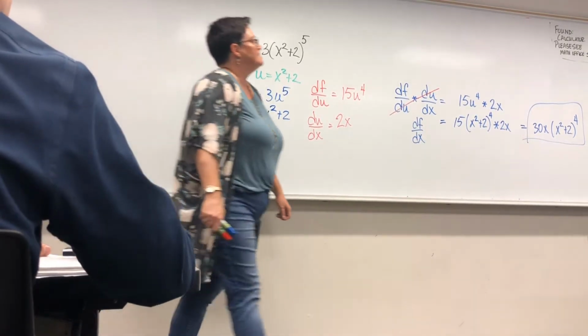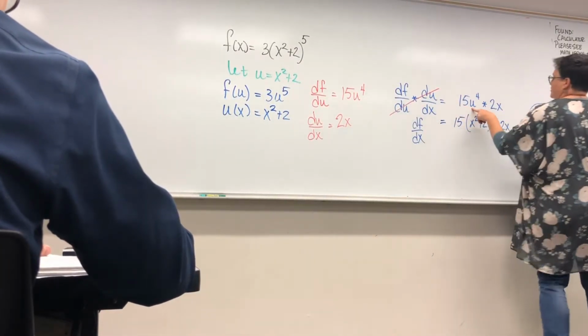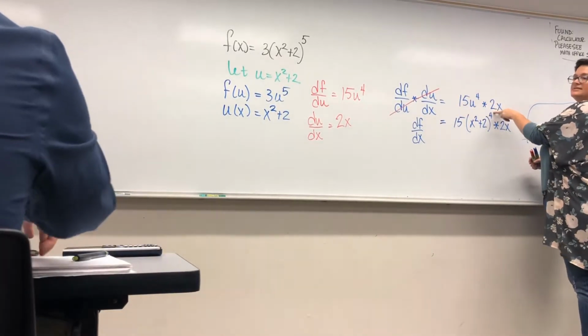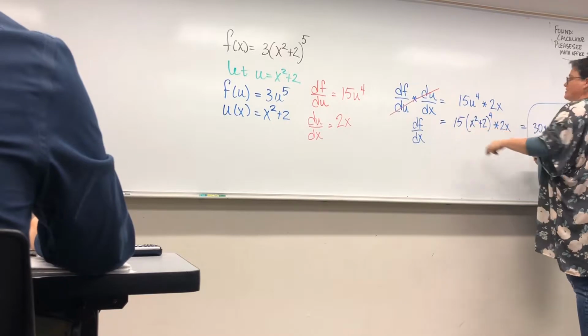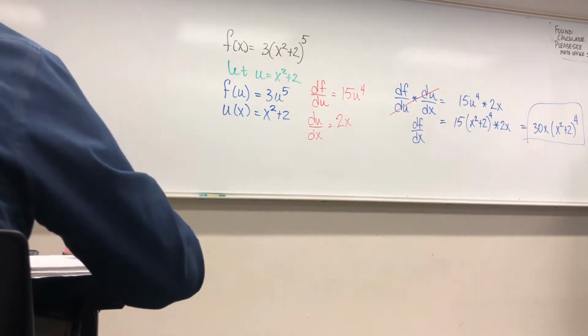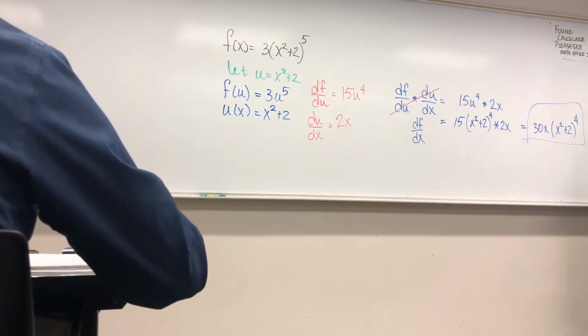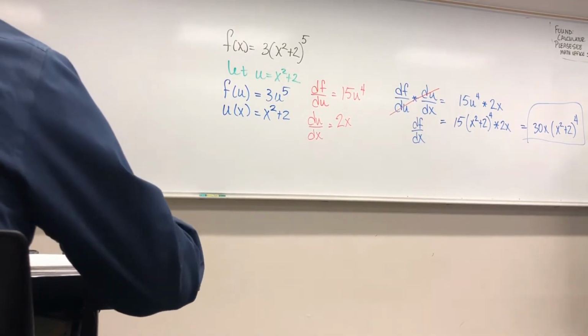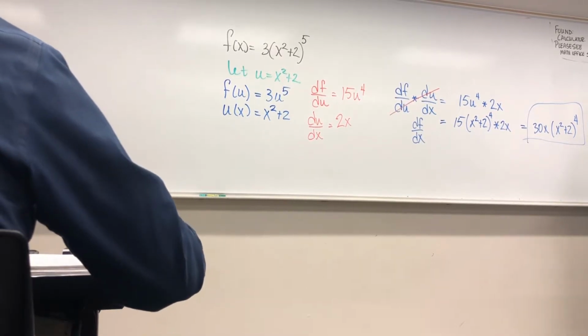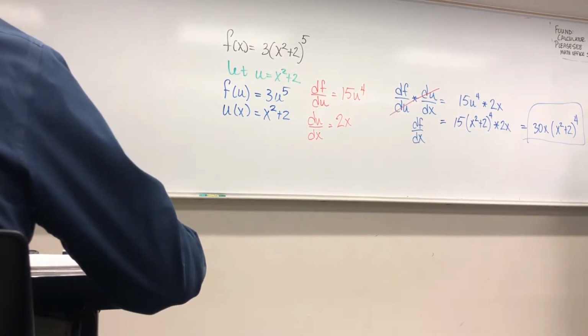So I have 15u to the fourth times 2x. That's 15 times this. So I just move the 2x over and make it 30x. Because a times b times c is equal to c times b times a is equal to a times c times b. Anyway, multiplication, you can move stuff around, right? 3 times 4 equals 4 times 3. Okay. Let me show you a faster way.